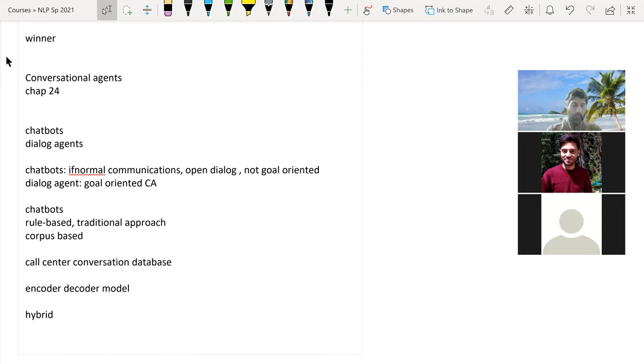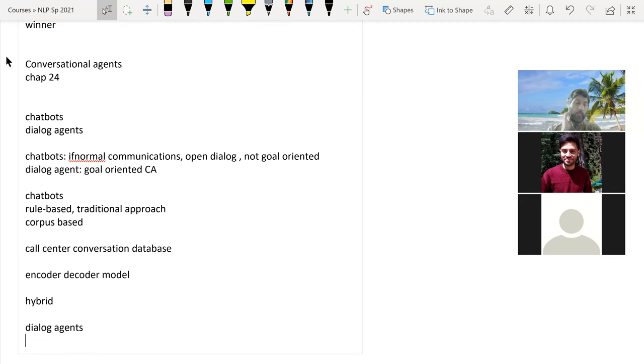And then finally, for task-oriented, so this was chatbots. For dialogue agents, which are for task-oriented conversations, we commonly use a frame-based approach. A frame is basically a knowledge representation structure.